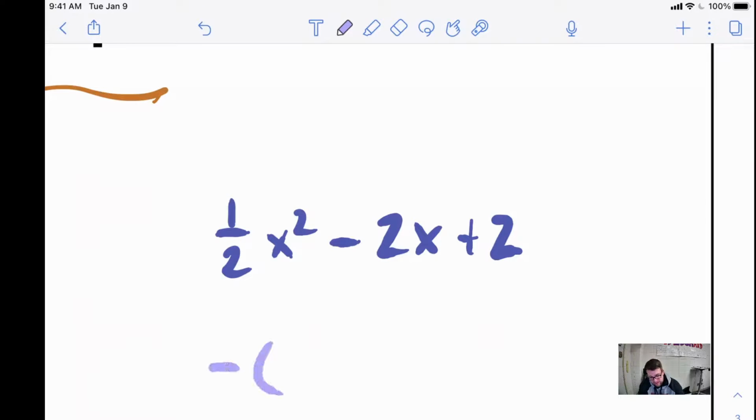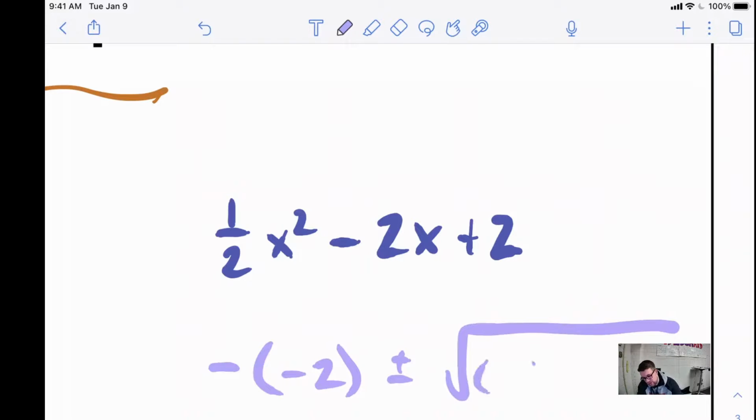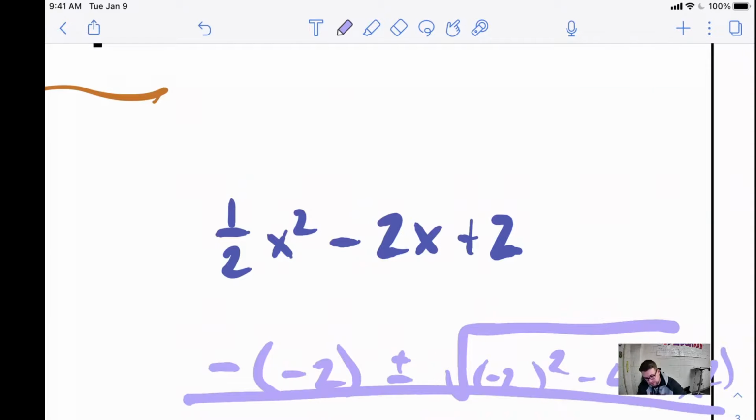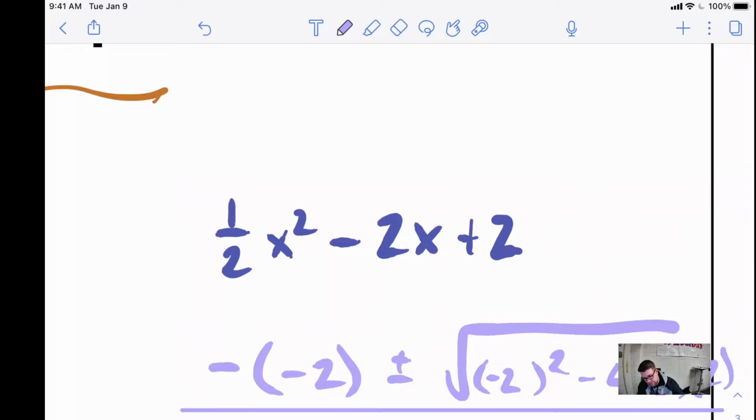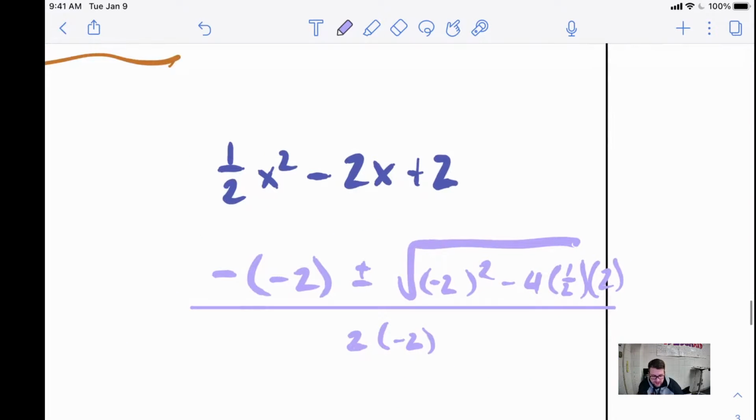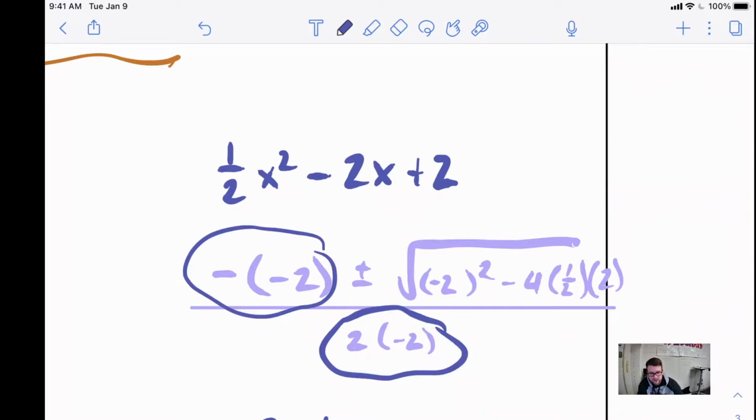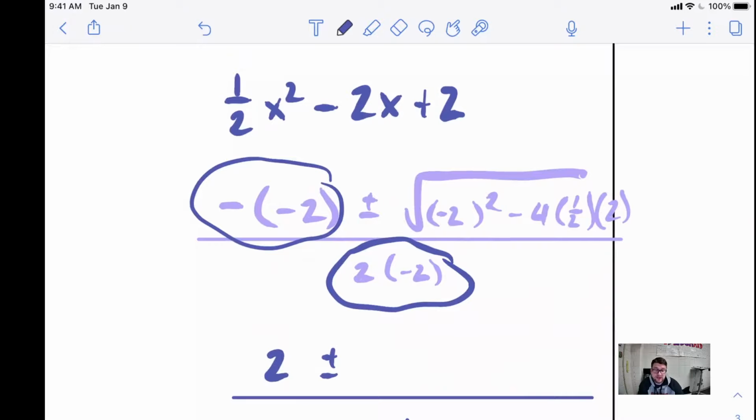So remember, that's negative b, so I'm going to have a negative 2 plus or minus the square root of -2 squared minus 4 times a, which is 1/2, times c, which is 2, all over 2 times a, -2. Now, at this point, you just need to go through and simplify. -2 gives us a positive 2, plus or minus, on the bottom, 2 times -2 is a -4.